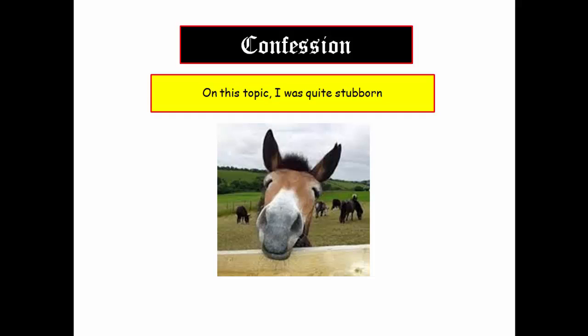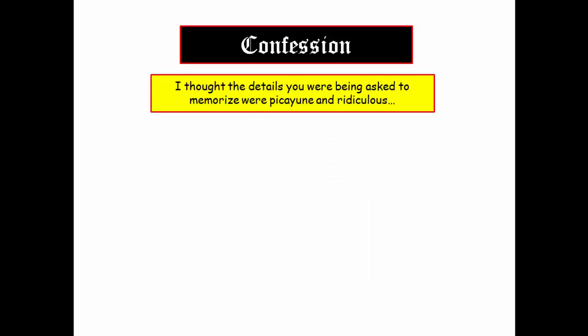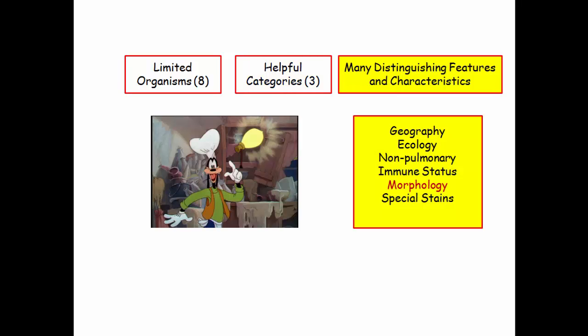I need to open this section with a confession. When I started the process of sorting out what to include, this topic wasn't on the short list. I thought the details you were being asked to memorize were picayune and ridiculous until I saw the light. And what does that mean? There are essentially 8 organisms to be familiar with compared to 1 million bacteria and viruses. They fit into neat little categories, and there really are many distinguishing features and categories to help you sort them out. Whereas I was stubborn about the morphology, with the slightest effort, they are pretty easy to identify. To be sure, most of us are visual learners, and each of the bugs have distinguished physical features.